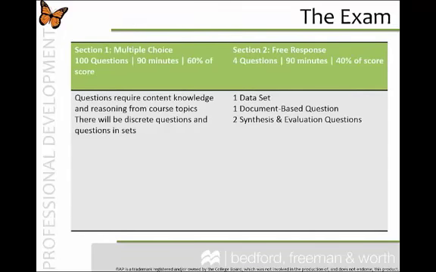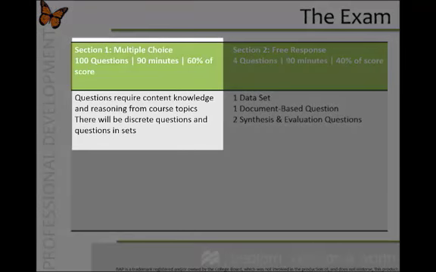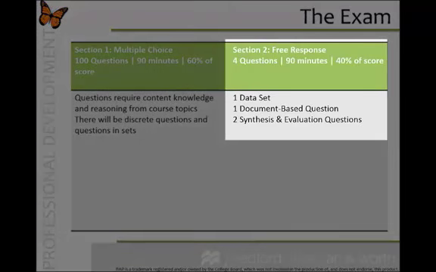Now we'll take a quick look at the AP exam. Your students should be familiar with the format of the AP exam in the beginning of the school year. The exam consists of two sections. The first is multiple choice and lasts 90 minutes. There are 100 multiple choice questions that make up 60% of your students' score. The second section is focused on writing and lasts 90 minutes as well. There are 4 questions: 1 data set, 1 document-based question, and 2 synthesis and evaluation questions. These 4 questions make up 40% of your students' score.